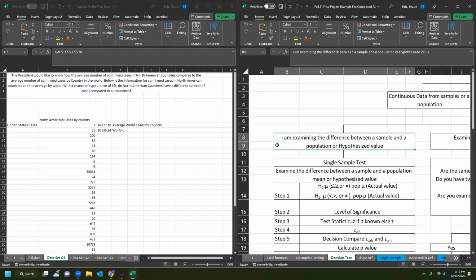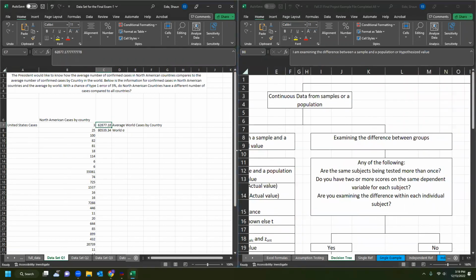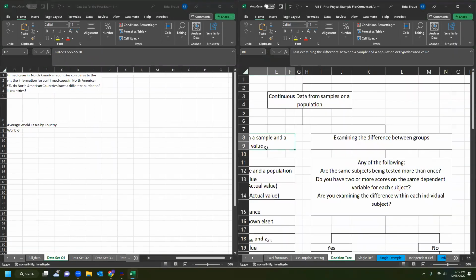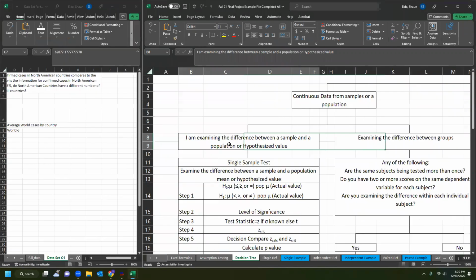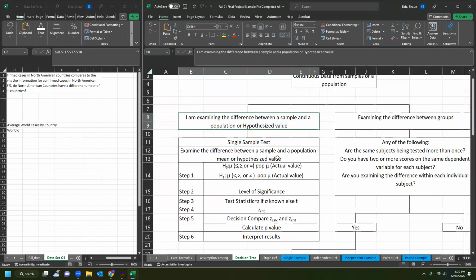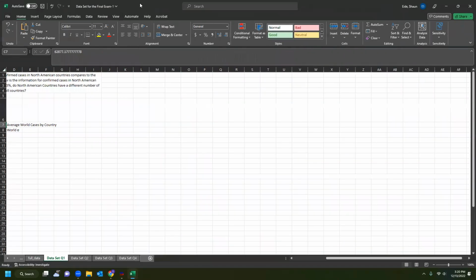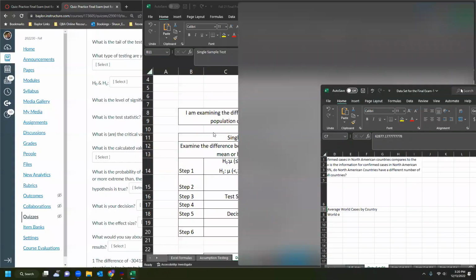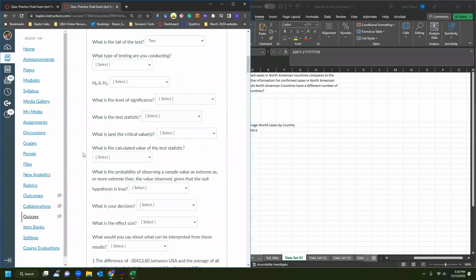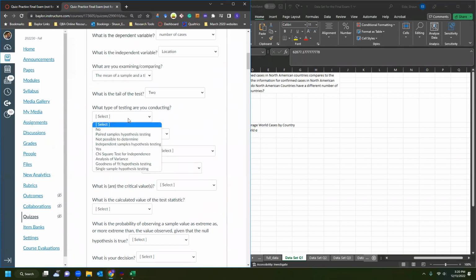And so are you examining the average of a sample compared to a population, or are you examining the difference between groups? What we're doing is examining the difference between a sample and a population. And so we're going to do a single sample test.